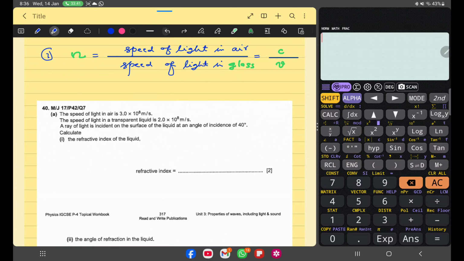The next question is from May June 2017. This is the speed of light in air, and this is the speed of light in a liquid, and you have to calculate the refractive index. Refractive index is denoted by small n. In the numerator I will write speed of light in air, in the denominator speed of light in liquid. Simplifying, 3 divided by 2 makes 1.5.